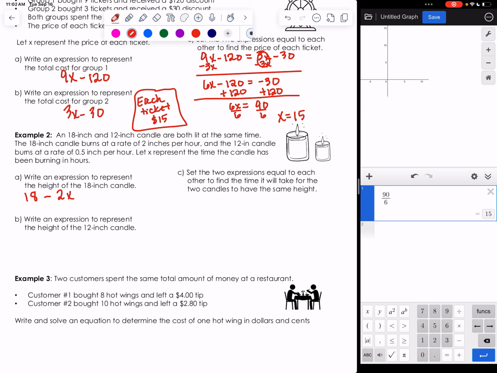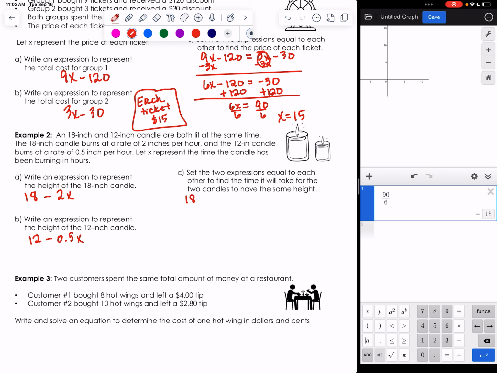In part B, write an expression to represent the height of the 12-inch candle. Well, we're starting with the height of 12, and then we're decreasing at a rate of 0.5 inches per hour. So there's our two expressions. In part C, set the two expressions equal to each other to find the time it'll take for the two candles to have the same height.